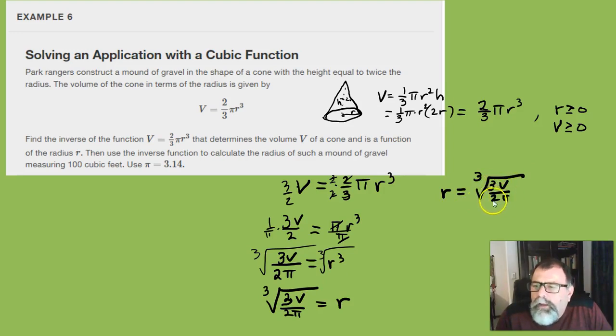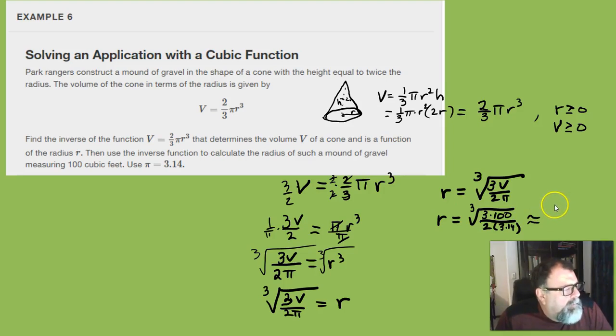For 2 pi, and we want to find, then use the inverse function, calculate the radius of the mound. So if we got 100 cubic feet of gravel, pi 3.14, and then punch that in our calculator, and we're going to get 3.63. Okay, so the radius will be 3.63 feet.